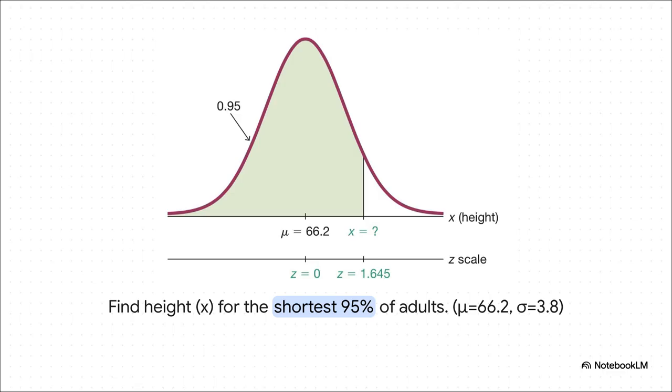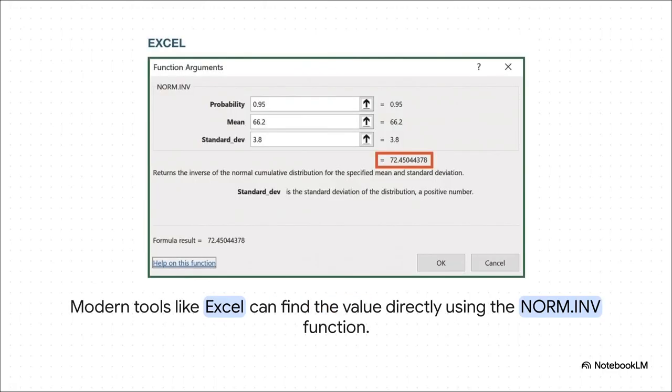We already know the area we want, that big 0.95 shaded region. Now we just have to find its boundary on the right. Okay, let's be real. In practice, you'd probably just use a tool like Excel. Its norm.inv function is built for exactly this kind of problem. You just feed it the probability you want, 0.95, along with your mean and standard deviation, and boom, it spits out the answer, approximately 72.5 inches.